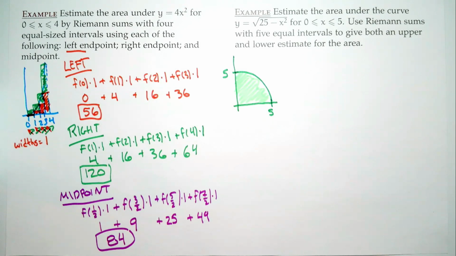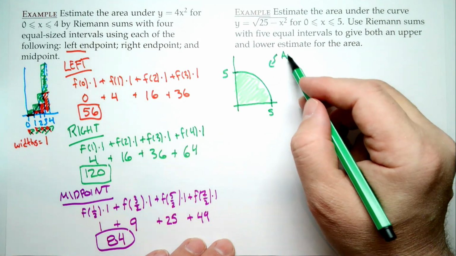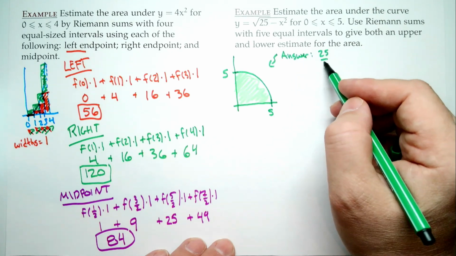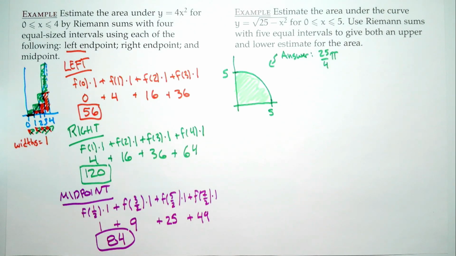1/4 of the circle. How much area was there in the circle? Pi r squared. So the actual answer, before we start, we can even tell what it is in this case, is 1/4 of 25 pi. Now, we got lucky because they gave us a shape we know the answer to. They usually won't be so nice to us.